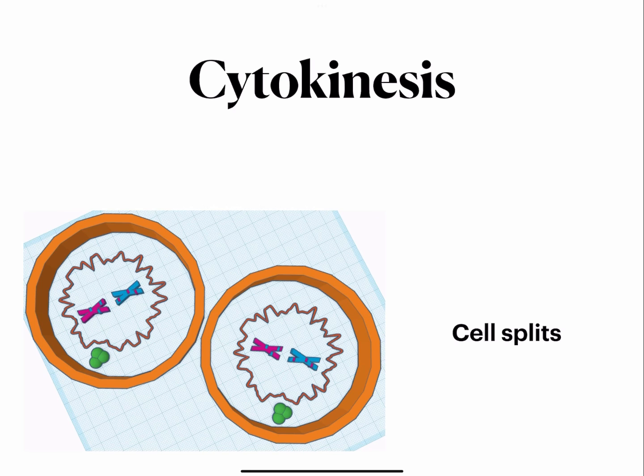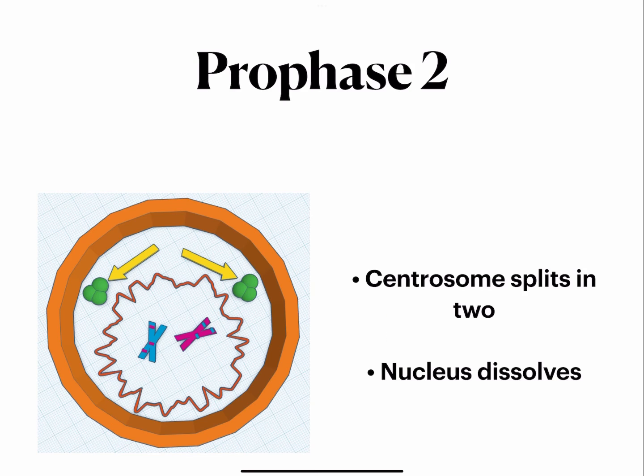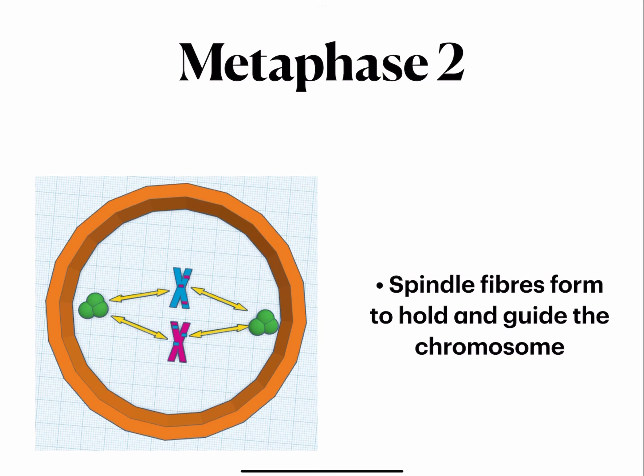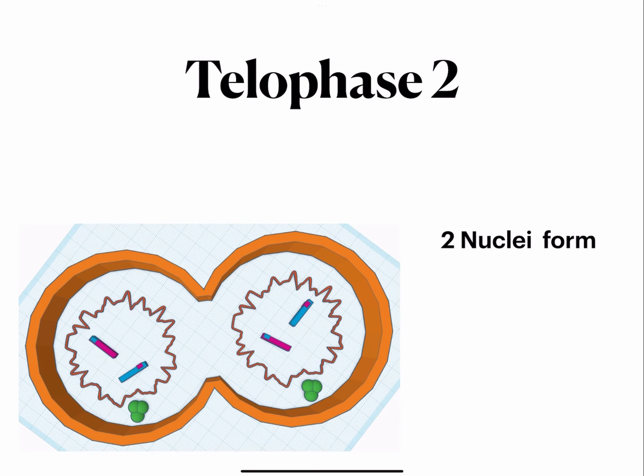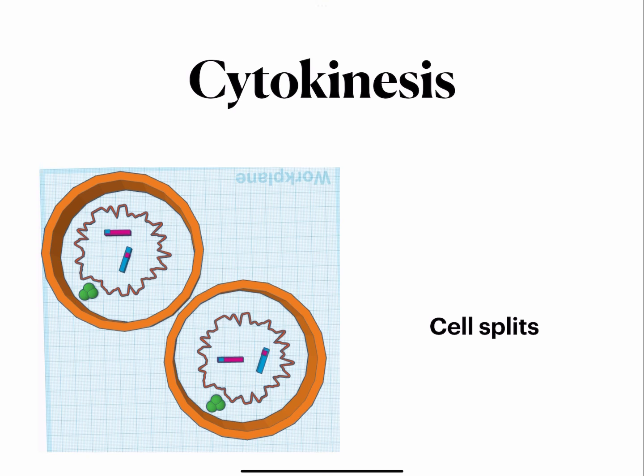So cytokinesis splits the cell, and then it happens again with prophase 2, and you'll notice that this time there are only 2 chromosomes left in the cell. So when those get split, there is half the amount to create gametes, which are the sex-reproducing haploid cells.